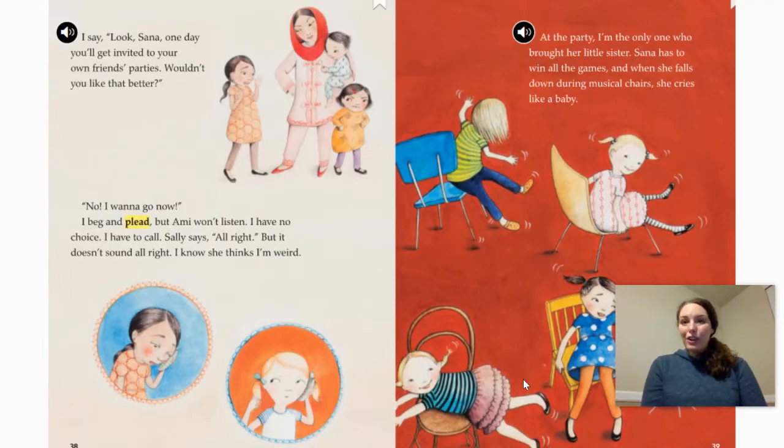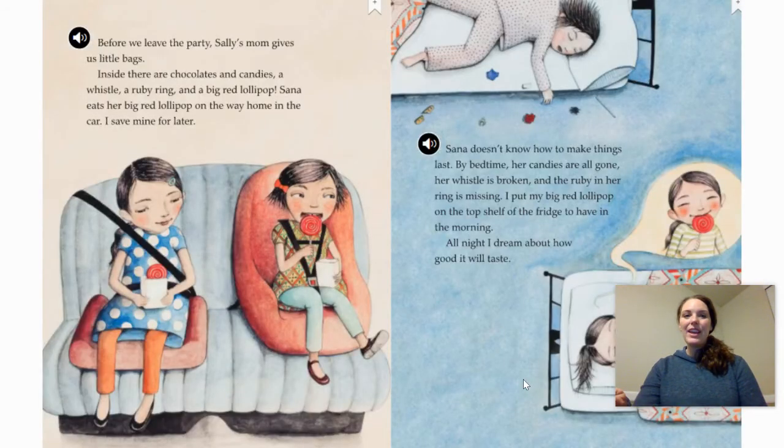Next, as we move further into the story, Rubina does take Sana to the party, and you can tell from the events that we read and the pictures that it did not go well. We also know that they each got a party bag or party favor at the end, and Sana ate her red lollipop right away, used up all her toys, but Rubina chose to save hers.